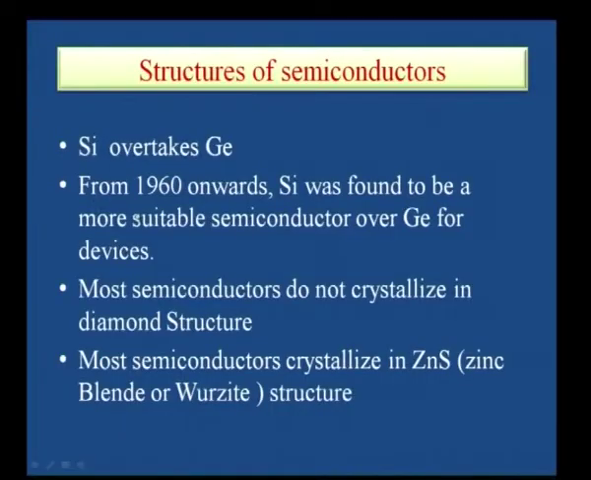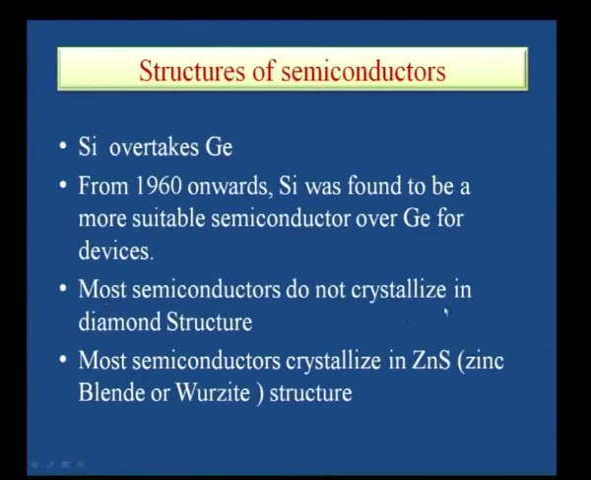Given the technical reasons, one more reason is silicon dioxide: it is sand, it is abundantly available, the earth's crust has a lot of sand. So you get a lot of silicon, therefore it is economically cheaper. So silicon devices became much more famous from 1960 onwards.